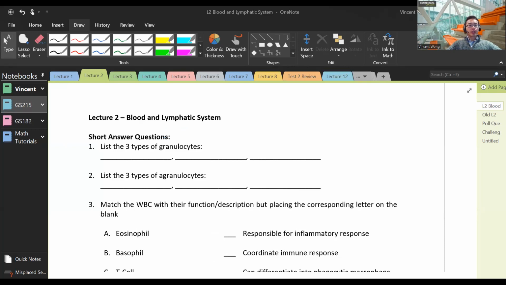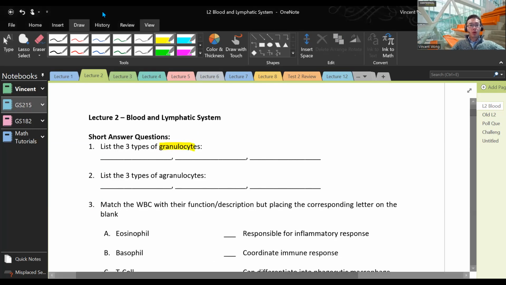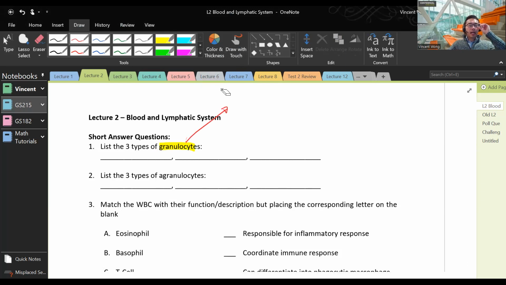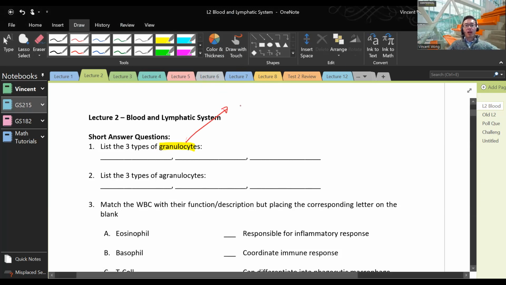Okay, first question. List 3 types of granulocytes. Just to refresh your memory of what granulocytes are: they are basically a type of white cell that has visible granules under the microscope.